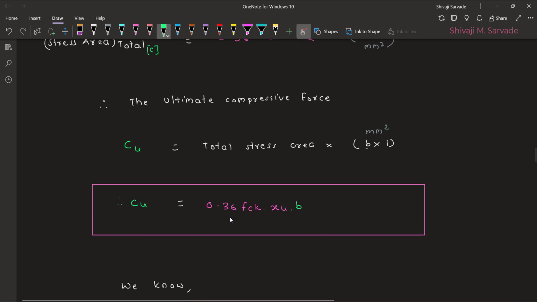And it is very simple to identify. This 0.36 FCK into XU is nothing but the area of the stress block, and B into 1 is nothing but the area. So stress into area gives us the total compressive force.